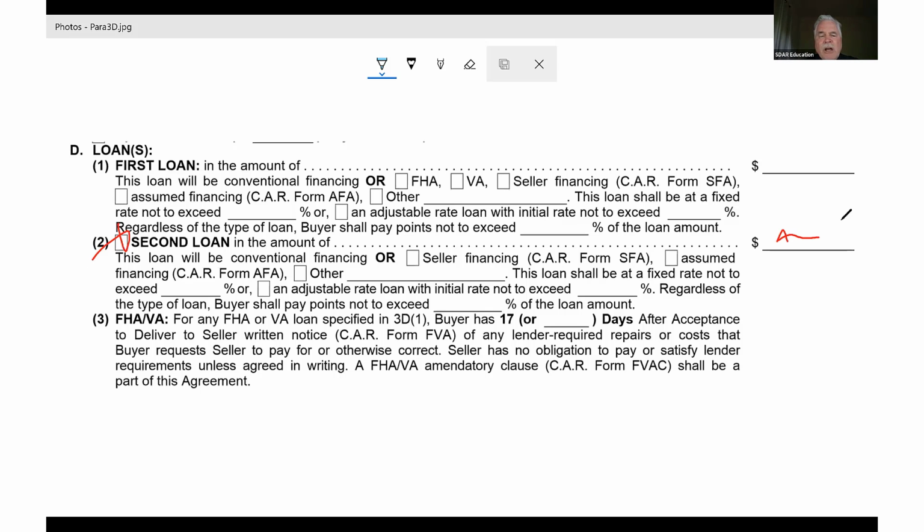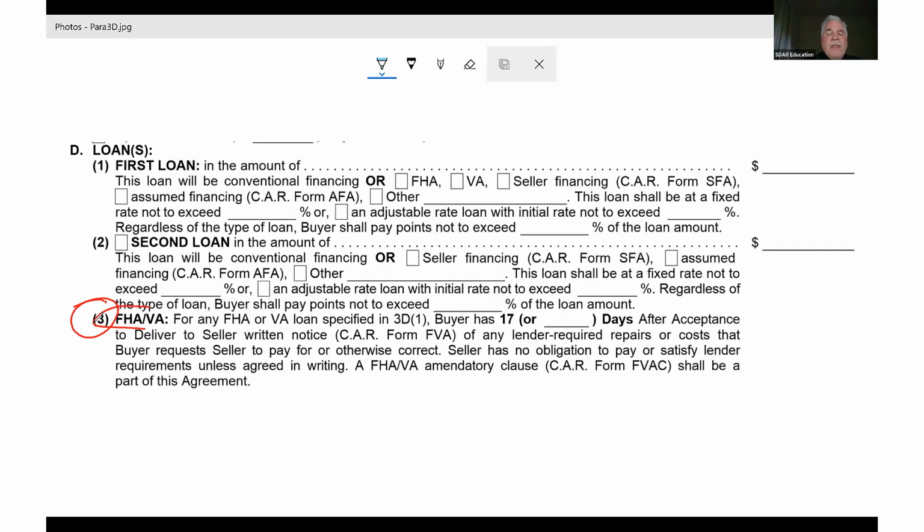All right, and so there you'd have a dollar amount in here, and then the same kind of rules. The assumption is it's going to be conventional financing because FHA and VA don't really normally do secondary, second loans on property. You certainly wouldn't have an FHA first and an FHA second. Okay, and then it could be a seller financing, or it could be an assumed financing, or again, it could be an other. Then all the same kind of stuff: fixed rate, or it could be an adjustable rate, and then how many points? 2 points. Okay, and then let's get into the third paragraph, number D3.